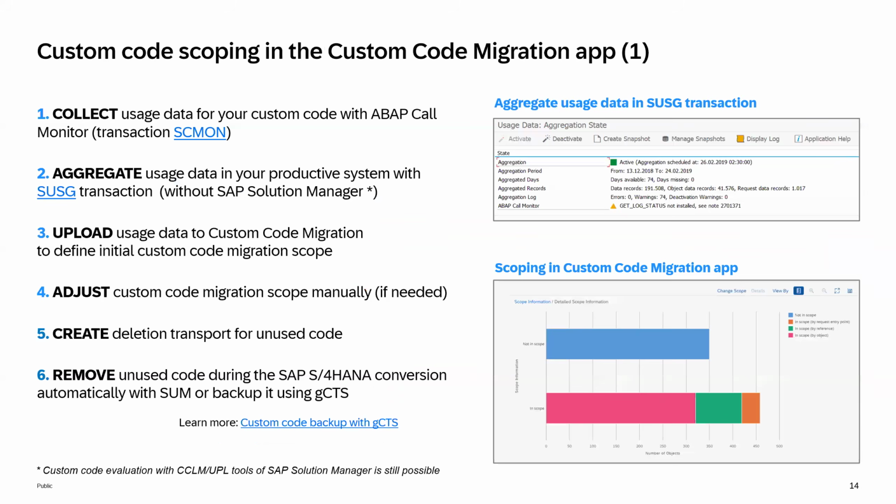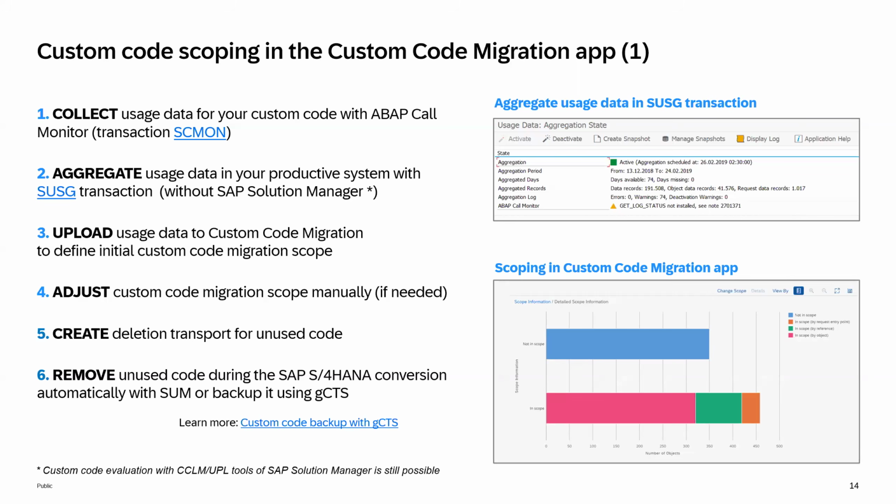Let's start with the custom code scoping. It begins with the usage data collection. We have found out that in productive customer landscapes, about 30% or even up to 60% of the custom code is not productively used. It means if you take over this custom code to the new S/4HANA system and just adapt it, you will get a lot of effort for this, and it's not actually necessary, because if you haven't used this custom code since years, then it's probably the right point of time, this system conversion, to get rid of the unused code.